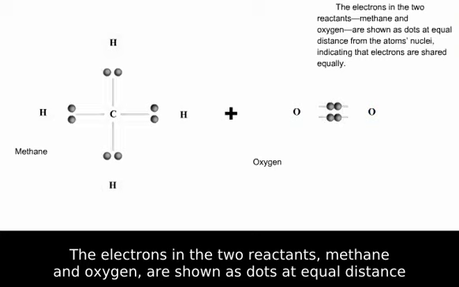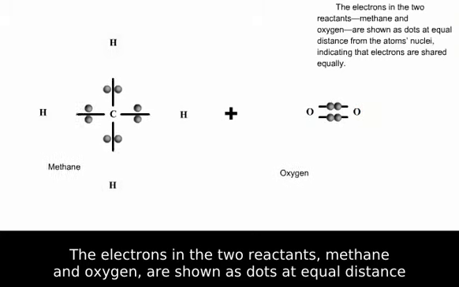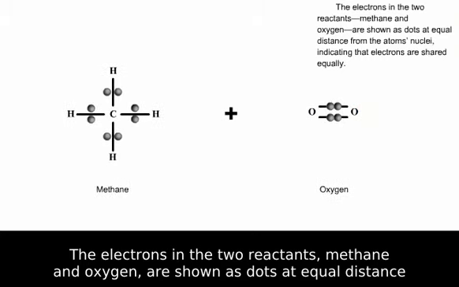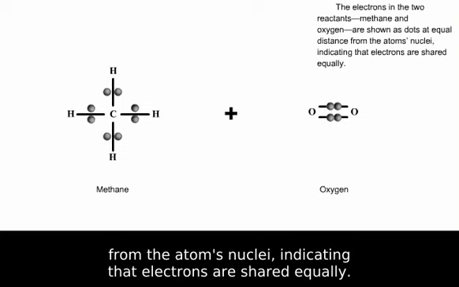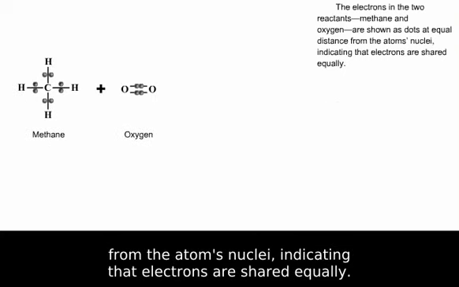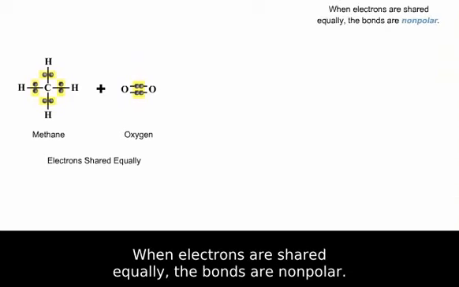The electrons in the two reactants, methane and oxygen, are shown as dots at equal distance from the atoms' nuclei, indicating that electrons are shared equally. When electrons are shared equally, the bonds are nonpolar.